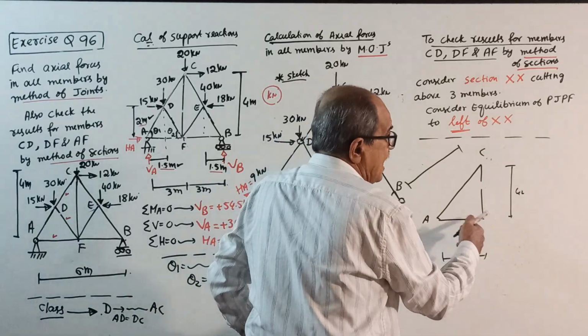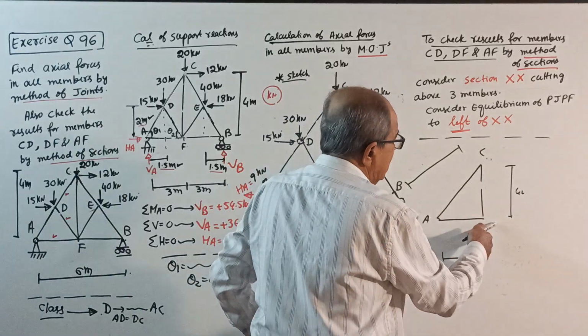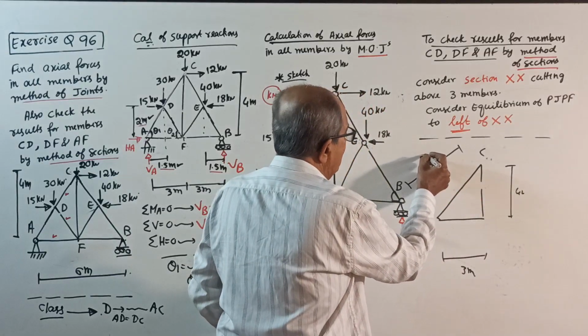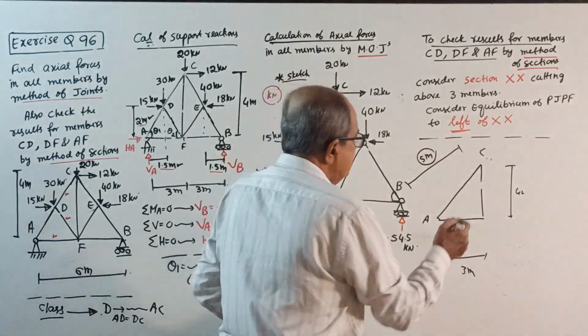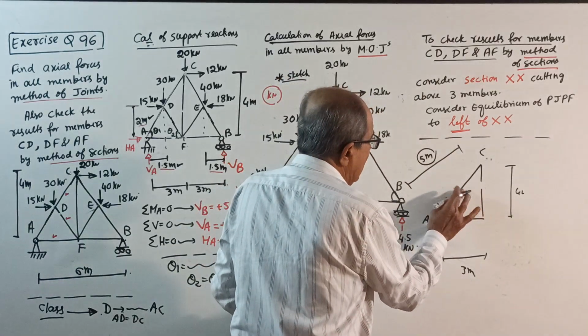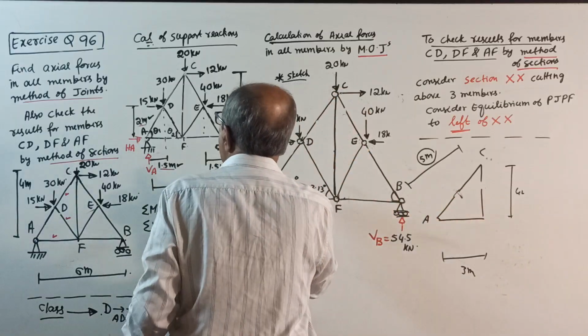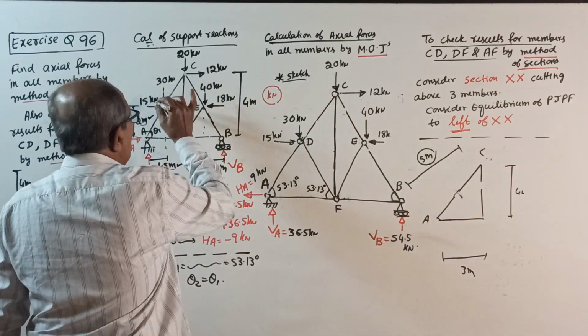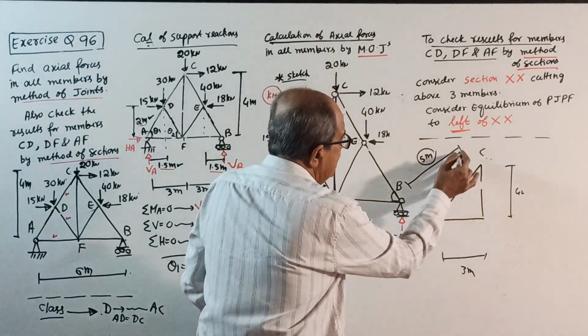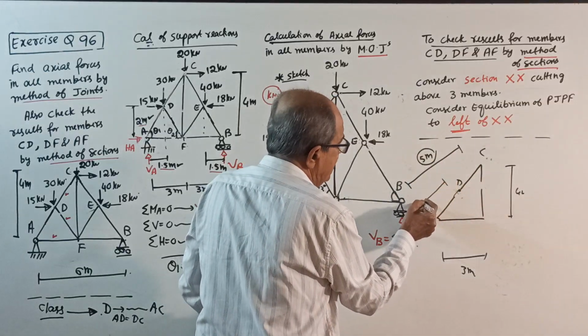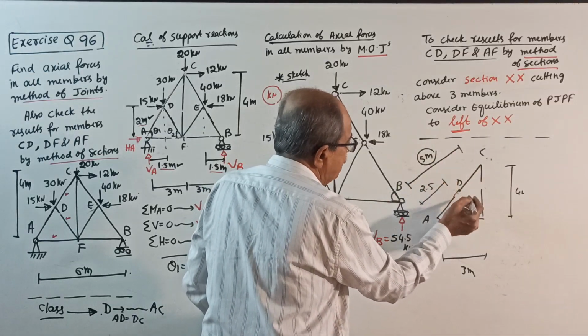Root of 3 square, I am not writing. Root of 3 square plus 4 square. Why calculate? 5 meter, I'll round off. Then this is the midpoint. Why I told already: when it is not given in the question, understood, this is the midpoint. So D is the midpoint. So if this is 5 meter, this will be 2.5 meter, half of 5.